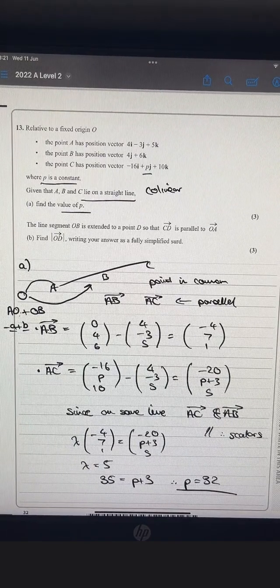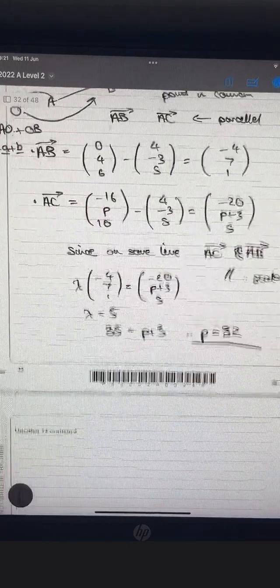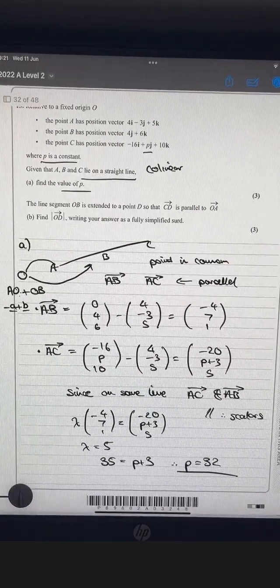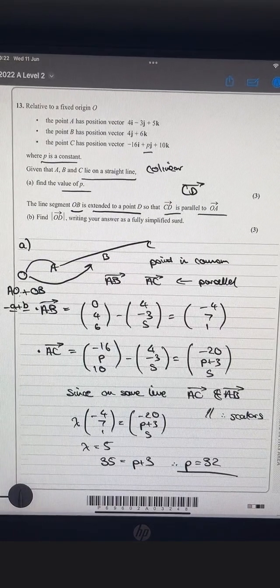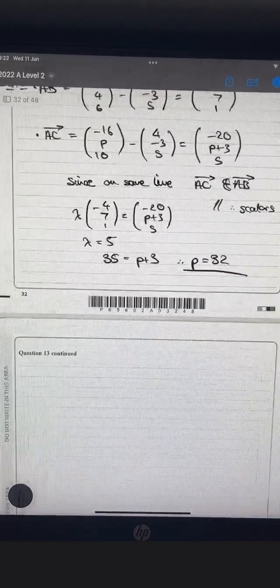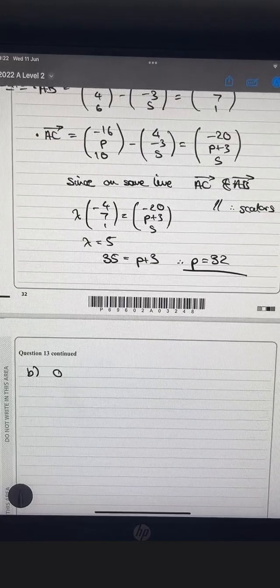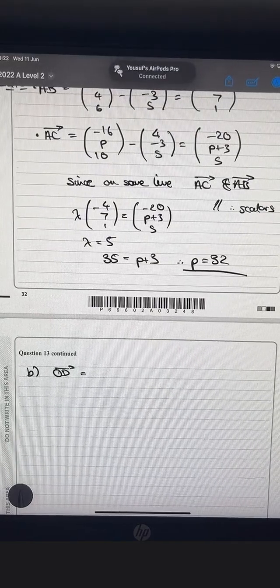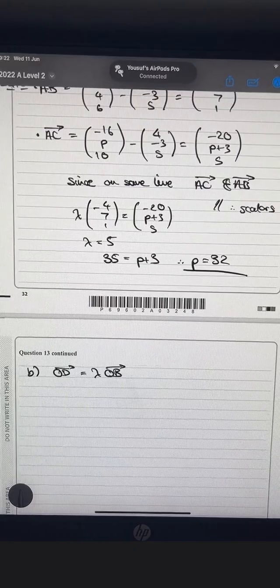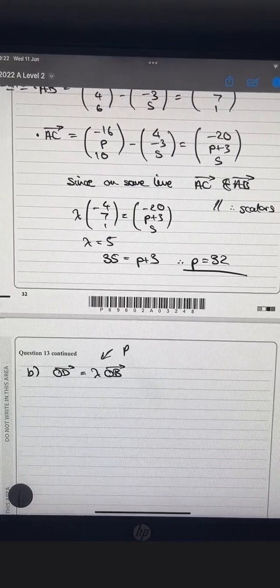All right. So let's do part B now. So part B, the line segment OB is extended to a point D so that CD is parallel to OA. Find the modulus of OD, write your answer as a fully simplified surd. Well, I know that OD is still going to be parallel to OB. So that's lambda lots of OB, right? Again, this is just showing it's parallel and scalar.